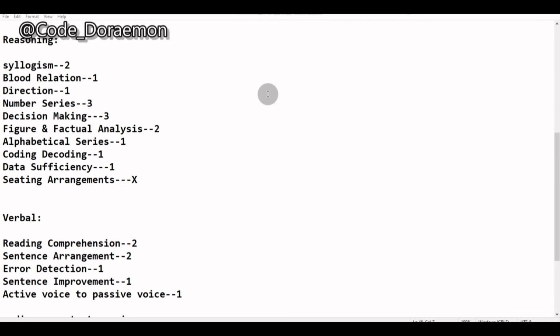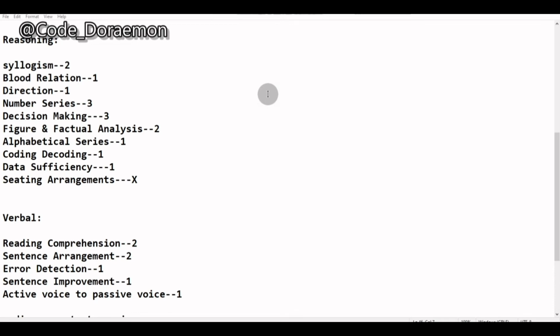And for figures and fractal analysis, I'll give this a second priority, because these questions get asked every time in the NQD exams. And alphabetical series, you can go for it. This is a very easy one, you can easily guess. You just have to write the 26 alphabets and try coding and decoding. This will also include coding and decoding. And data sufficiency, these questions are also very easy.